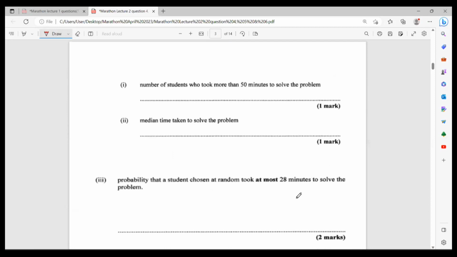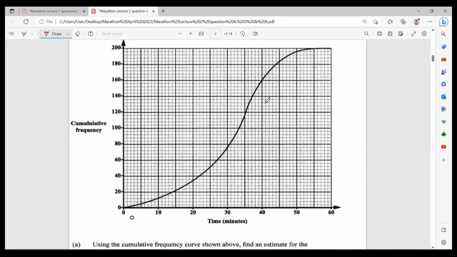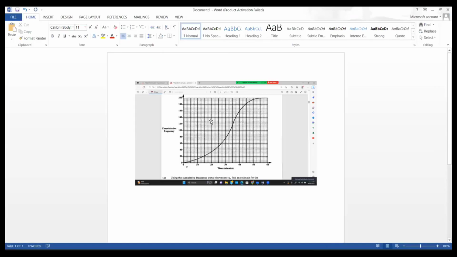So you read the questions now. Some are 1 mark, so we can pick them up easily. The number of students who took more than 50 minutes. All right, I could do this a neat way, or I could just use my free hand. I hate using my free hand, so give me a minute, let me just do this the right way, please.